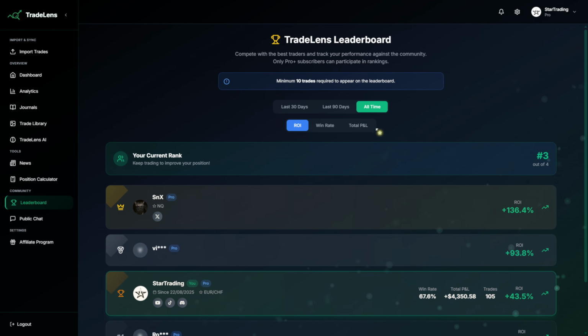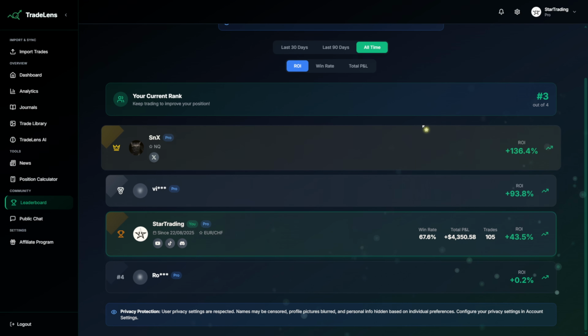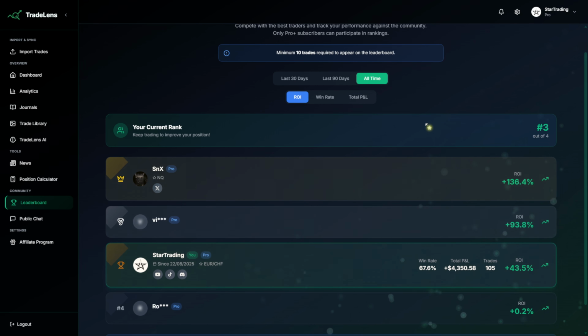And from here on, I would like to introduce you to the leaderboard. You can basically just show how well you're doing compared to other traders. Now keep in mind, we know that a lot of people take privacy very seriously. This is why if you go onto the settings, you can basically just set yourself private so nobody will see you in the leaderboard if that is what you're wishing for.